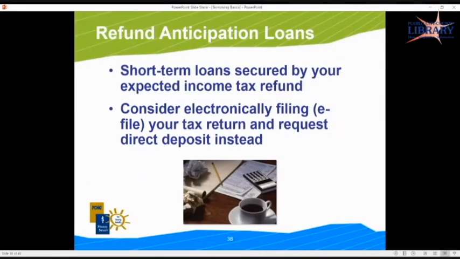Refund anticipation loans. This is a short-term loan based on your expected income tax refund, and it's secured by that. And usually it's electronically filed so that the lender knows that he's going to get paid back. So just be leery of these and make sure you understand what the fees are and how that actually works, because these are, again, just an area to be cautious of as well.